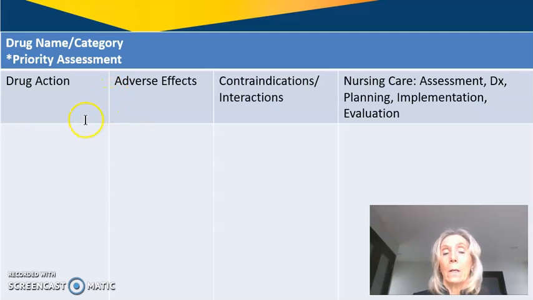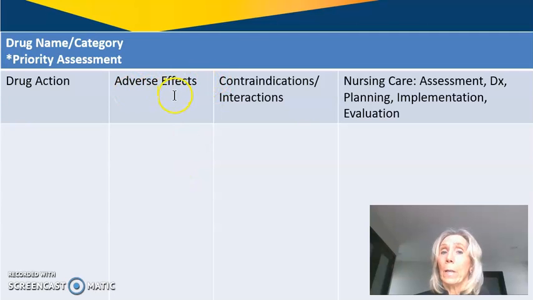What this template includes is, at the top of it, you include the drug name and the category. That might be furosemide, and it goes in the category of diuretics. And it's good to identify what your priority assessments are. Then you pull out of your textbook the drug action. It doesn't have to be long. It just has to be basic information so that you have some idea how the drug is working, so you can assess for the effectiveness of the drug, and you can be monitoring patients for adverse effects that can also come from drug action.